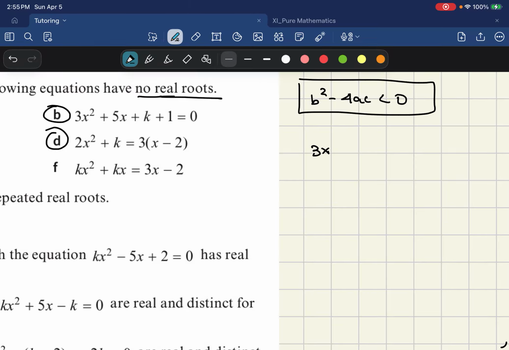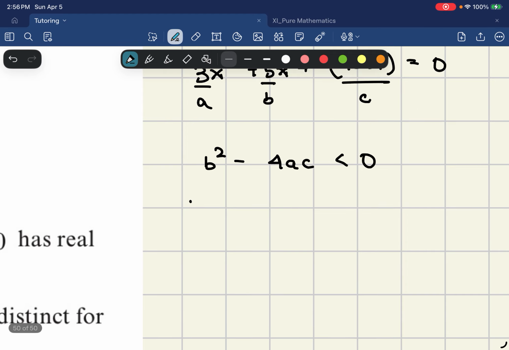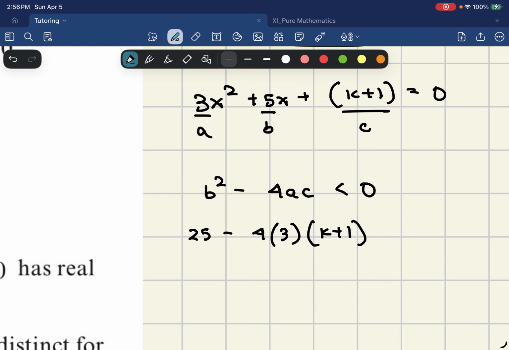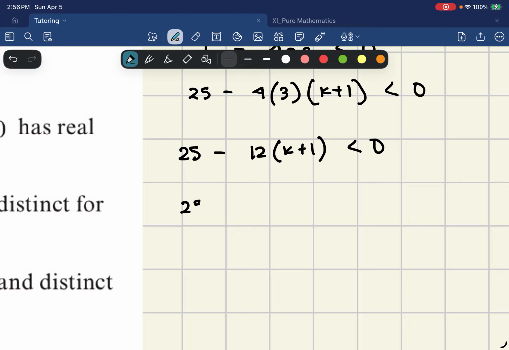So B is 3x squared plus 5x plus K plus 1. So this is A, this is B, K plus 1 is C. b squared minus 4ac is negative this time. So b squared, 5 squared is 25, minus 4, a is 3, c is k plus 1, less than 0. So 25 minus 12 times (k plus 1) is less than 0. 25 minus 12k minus 12 is less than 0, because I have to multiply inside by 12 and I have to distribute this negative sign as well.